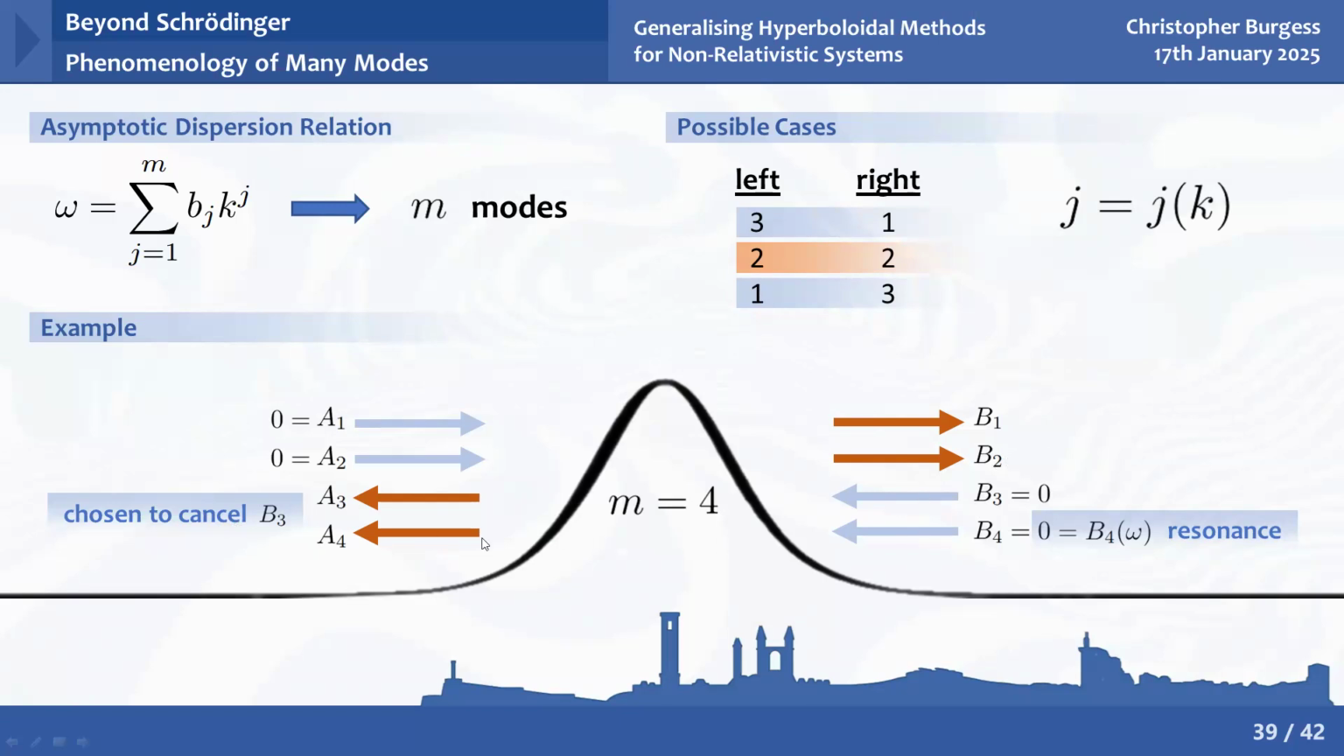And you might ask yourself, well, okay, maybe I could choose A3 and A4 to kill off B4, and then I'd have a resonance condition for B3 that would then give me QNM. So maybe that would generate a new set of QNMs. But it actually turns out it's always the same resonance condition that you get out.